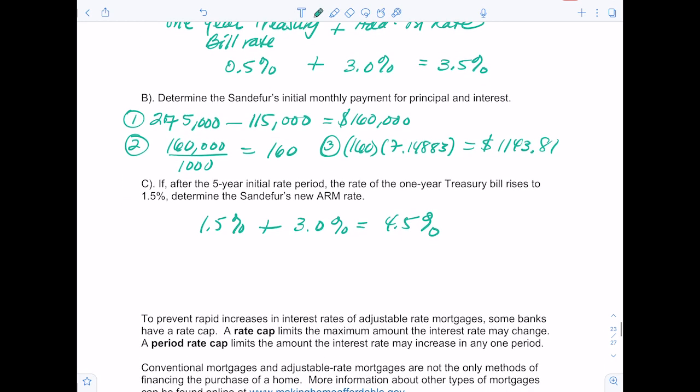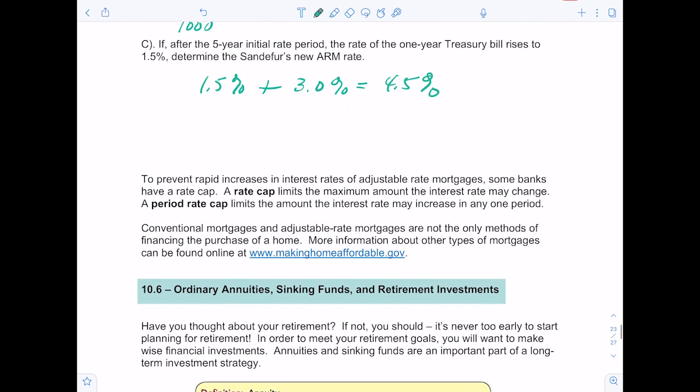So, to prevent these rapid increases in interest rates, some banks have what's called a rate cap, which limits the maximum amount the interest rate may change. Because if you think about it, if you are expecting a certain interest rate and then it increases drastically, some people may not be able to afford that, and then you would end up losing your home to the bank, right? Because the bank really owned your home. It's when you pay off your mortgage that you then own your home.